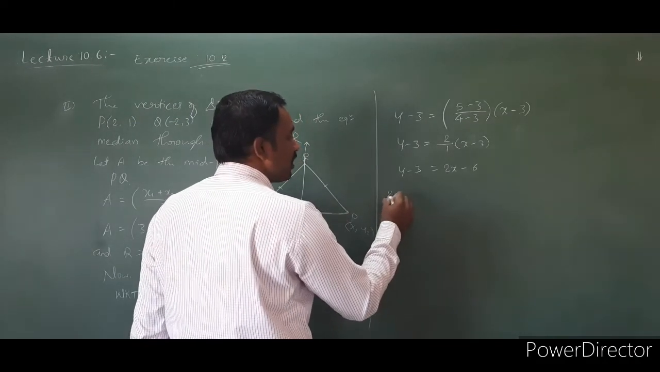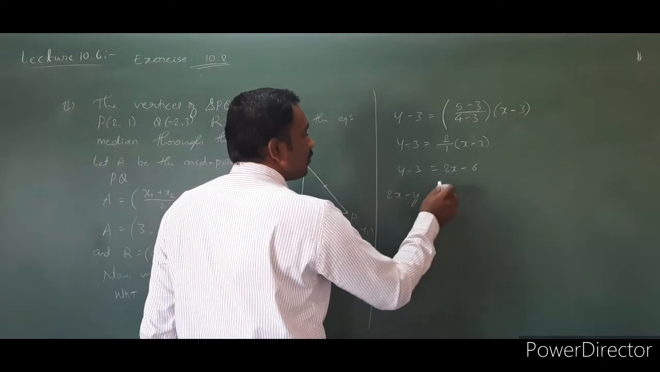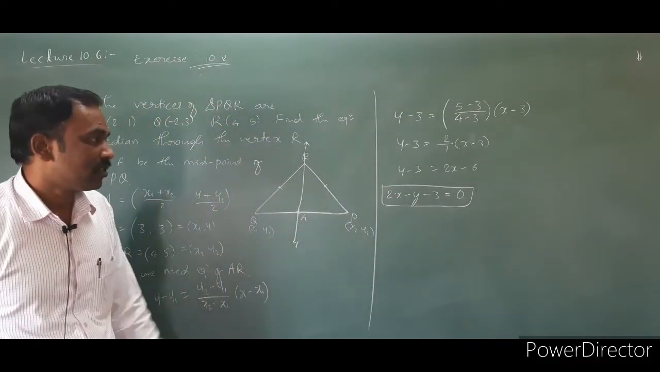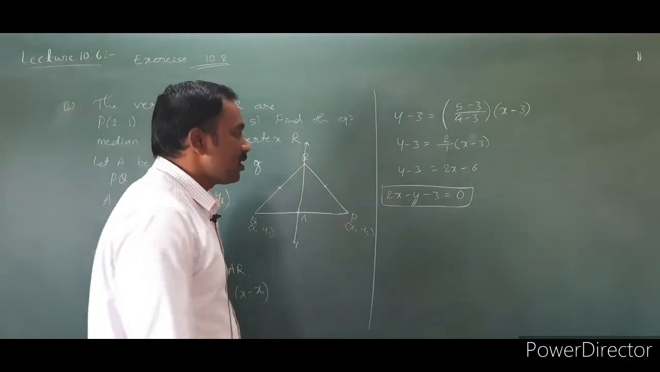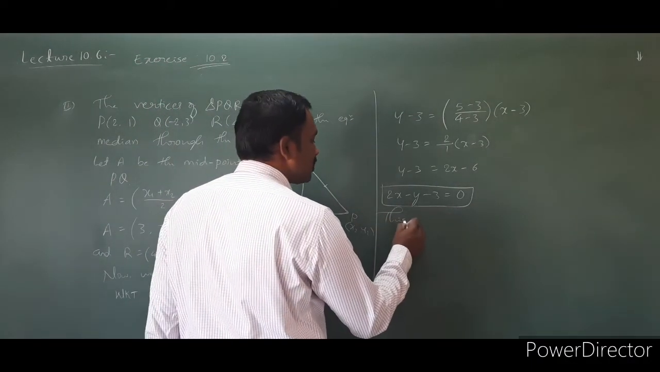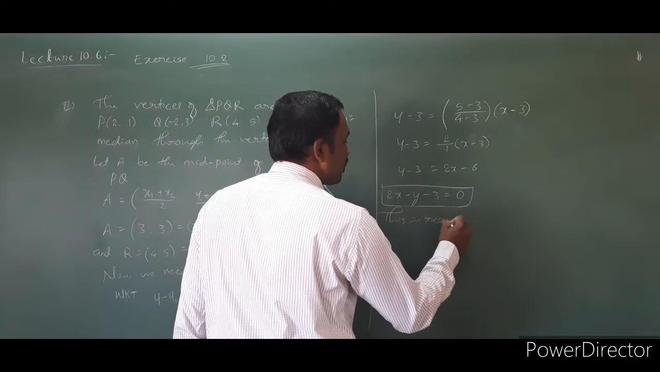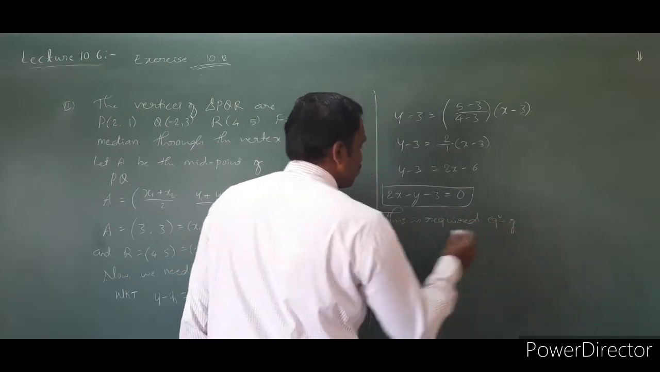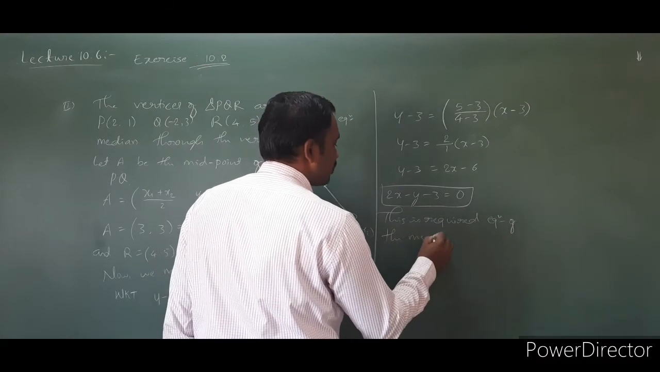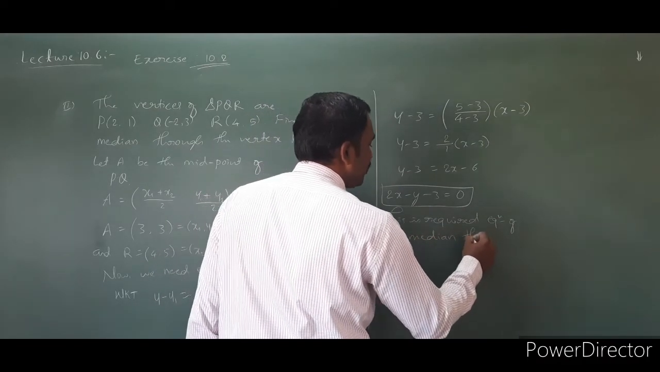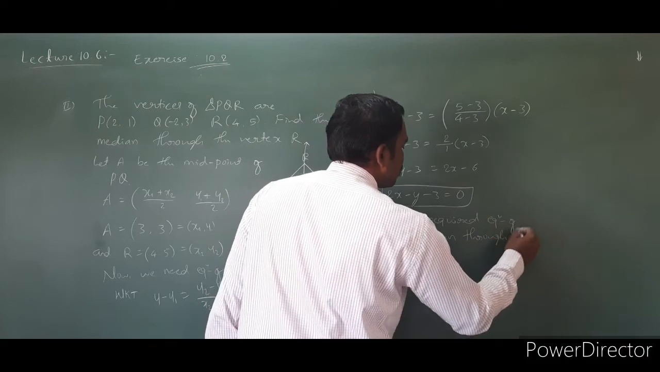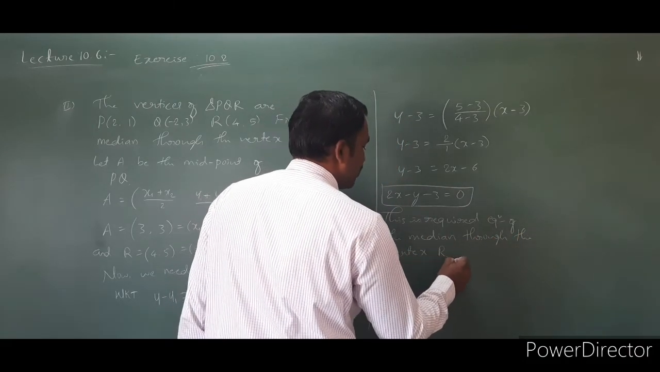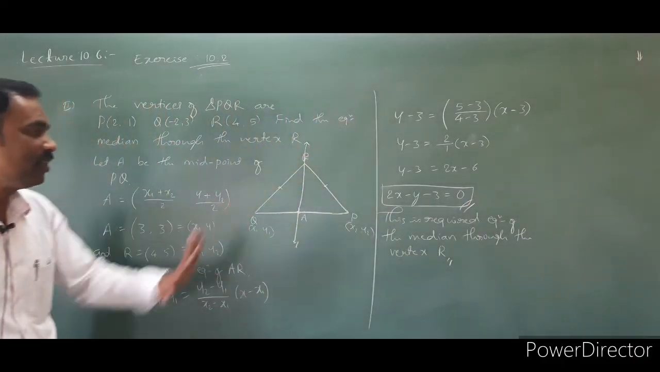Right hand side 2x minus 6, left hand side y minus 3. Shift all the terms to the right hand side: 2x minus y plus 3 minus 6, which is minus 3, equal to 0. So 2x minus y minus 3 is equal to 0. This is the required equation of the median through the vertex R. That's all. Hence the solution.